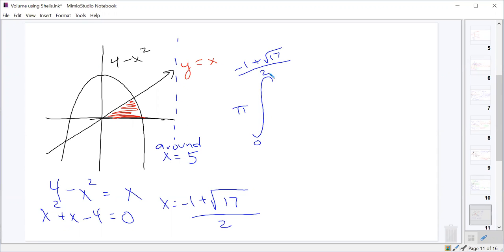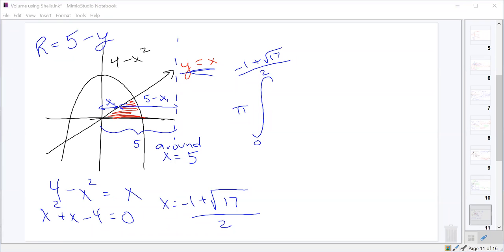What's your outer radius? Five minus y. 5 minus the x value that we get from the linear piece, right? This is 5. This is x. This is 5 minus, we'll call this x1. 5 minus x1. That x1 is just 1. So 5 minus 1.